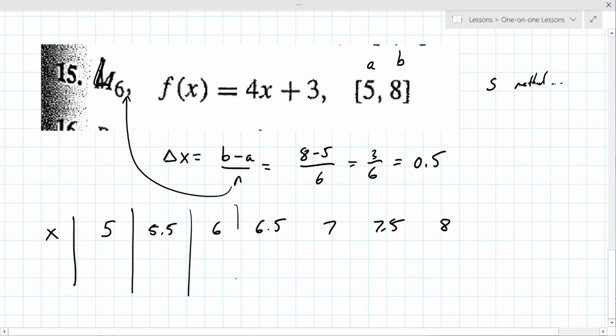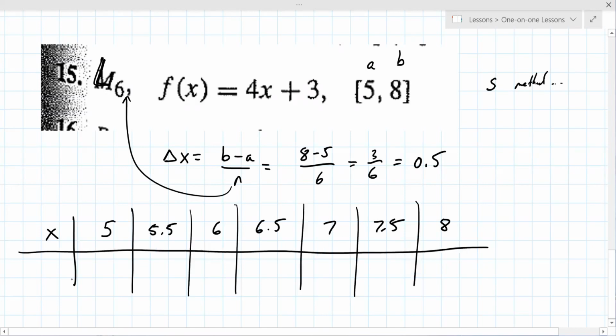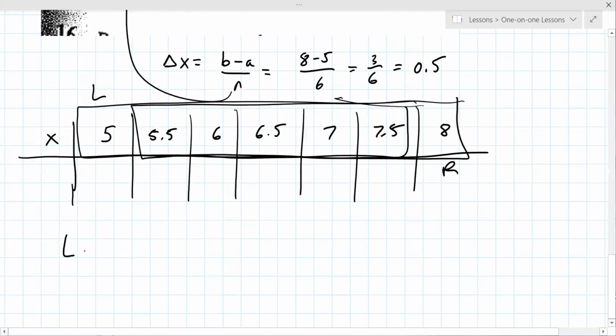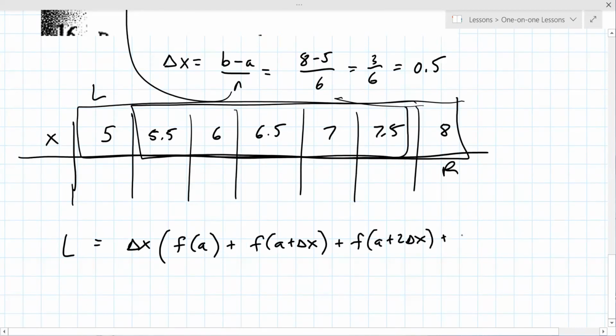Okay. And then there are f of x values at each of these positions. For a left sum, you're using these 6 over here. And for a right sum, you use the 6 over here on the right that I boxed in. So the left sum here is delta x times f of a plus f of a plus delta x plus f of a plus 2 times delta x, and so on. It's a little bit confusing.